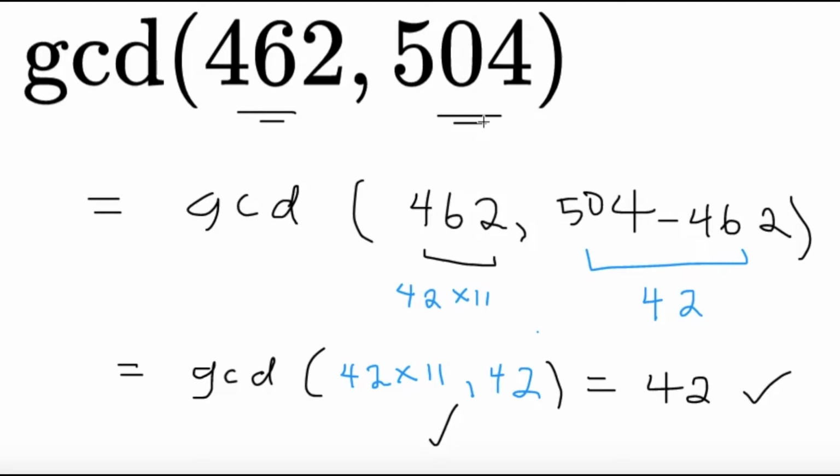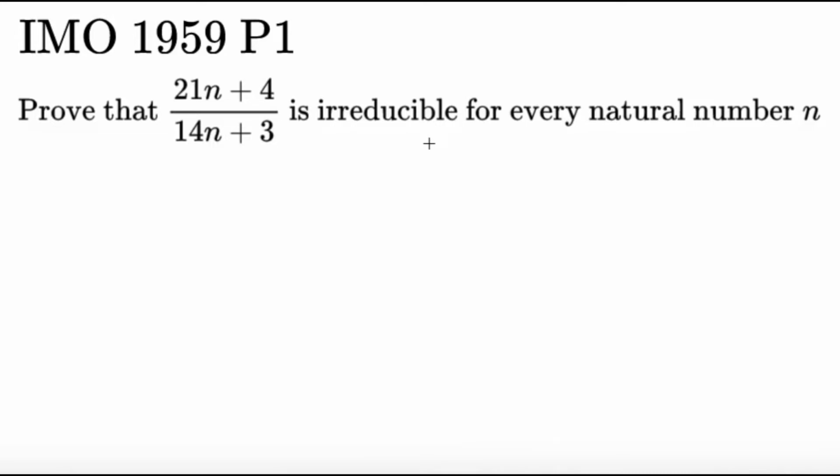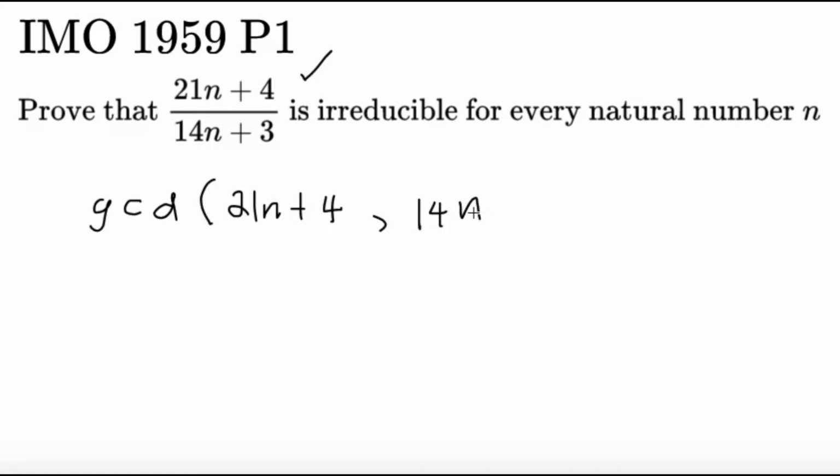Let's just use the most famous example, the International Mathematical Olympiad, the 1951 problem 1, proving that this fraction, 21n plus 4 all over 14n plus 3, is irreducible for every natural number n. So this is already in lowest terms. When we say a fraction is in lowest terms, then the numerator and the denominator don't have any common factors. So all we want to prove is that the GCD of these two numbers, 21n plus 4 and 14n plus 3, equals 1. So let's try to see what the Euclidean algorithm will tell us.